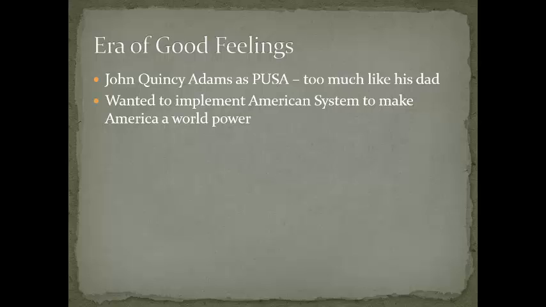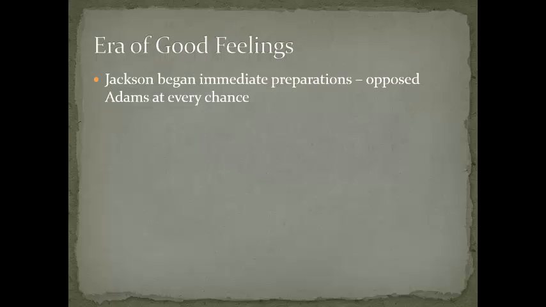So you can see, again, that shift in the Republican Party. They're growing kind of more like the Federalists, the old Federalists. And this is going to scare some people. And what happens is, one of the reasons that Adams does not have an easy presidency is because Jackson is going to oppose him at every turn. Immediately after the election of 1824, Jackson and his supporters begin preparing for the election of 1828. And they are going to do whatever they can to stop Adams from implementing his plan. The Jacksonians are going to stop them at every chance.